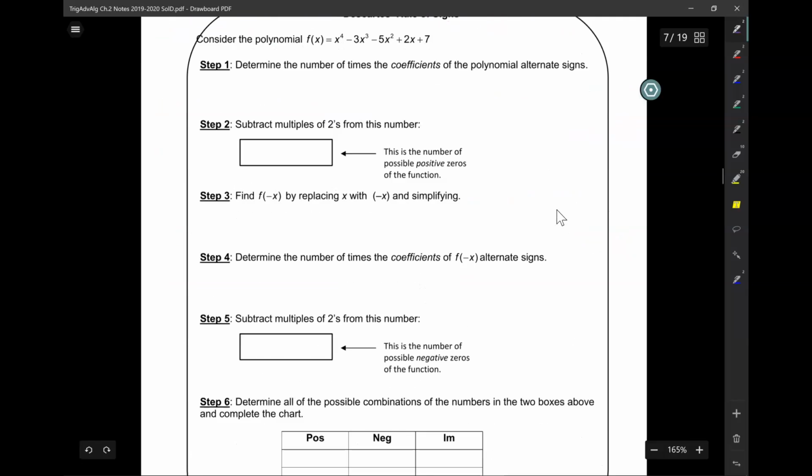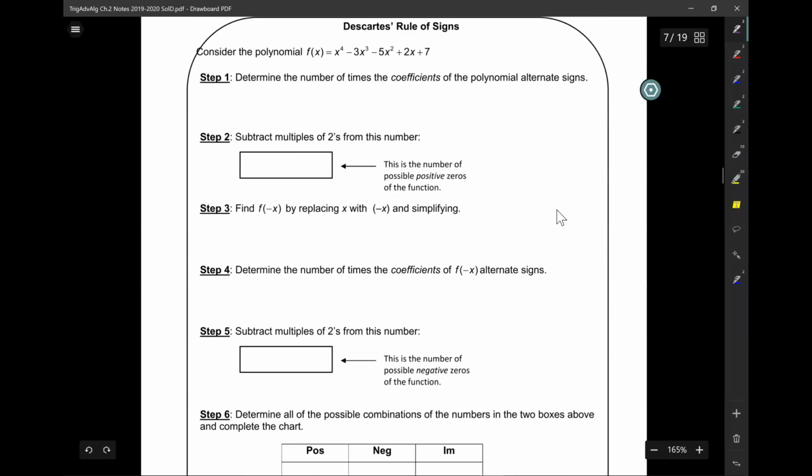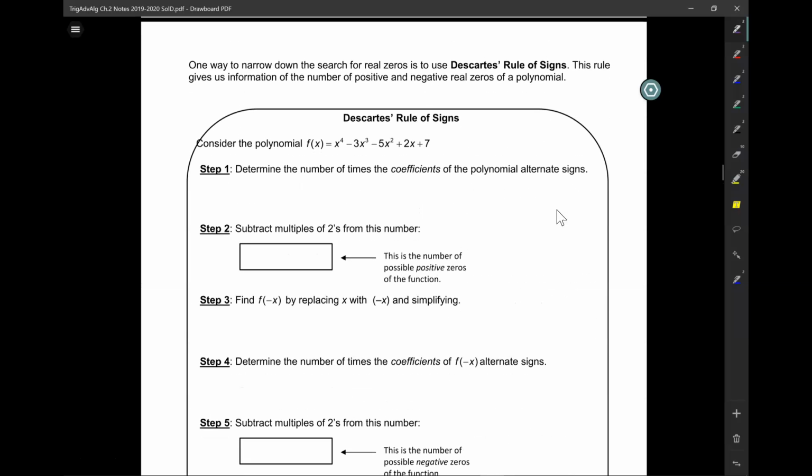All right, next, we're going to talk about Descartes' rule of signs. How many of you guys have seen this before? In Algebra 2, in Intermediate, have you? Maybe. Okay, so who was Descartes?